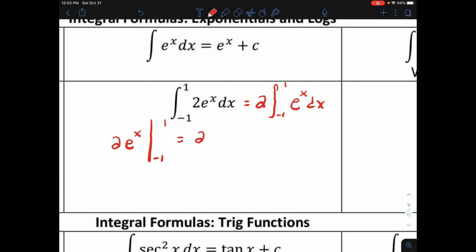And so basically, we would just have 2 times e to the 1 power minus e to the -1 power. And then we would have to simplify that however we would need. And I'm just going to leave this as 2 times e minus 2 over e.